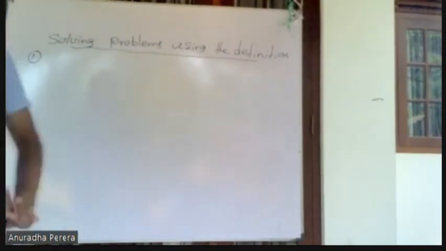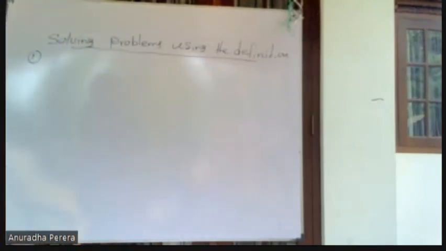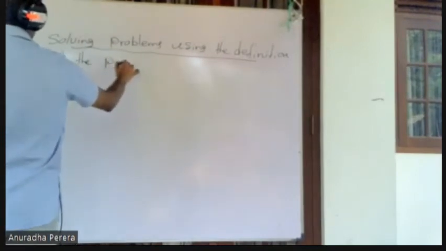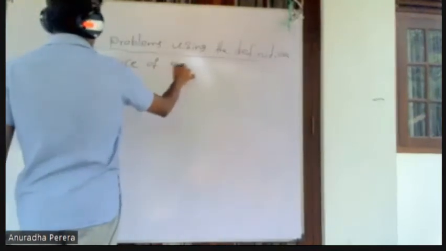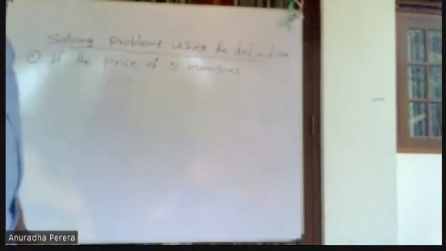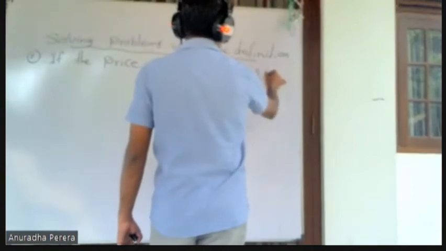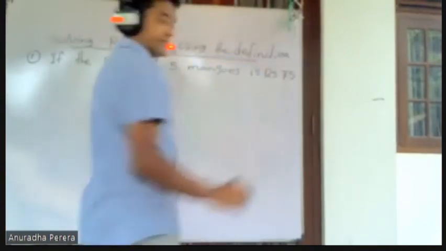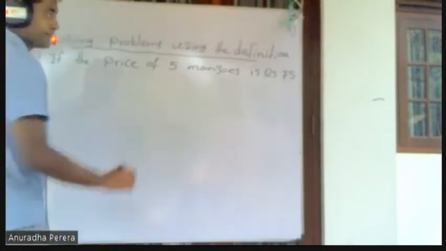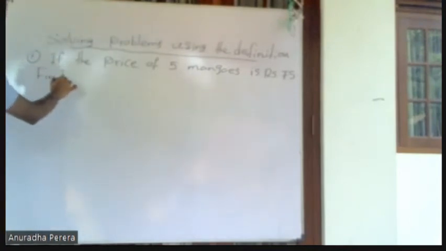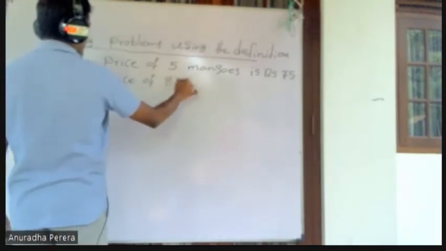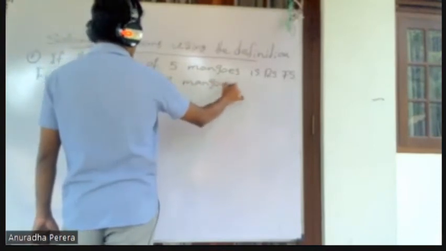හොඳට බලන්න පුතා. දැන් මේක වෙනස් දෙයක්. Write down. If the price of 5 mangoes is 75 rupees, find the price of 8 mangoes. Right.